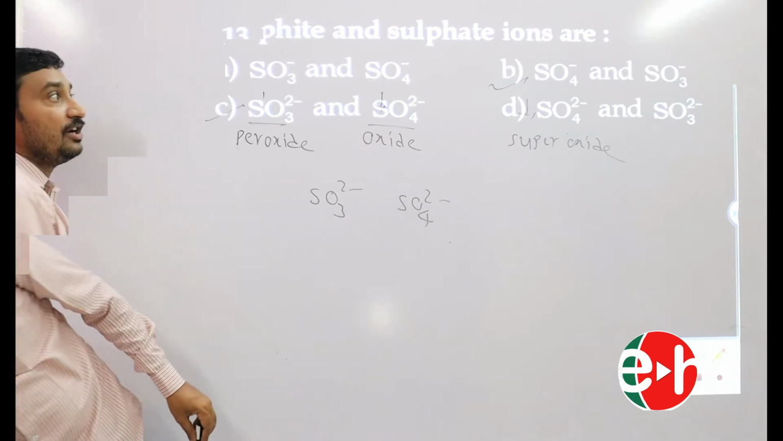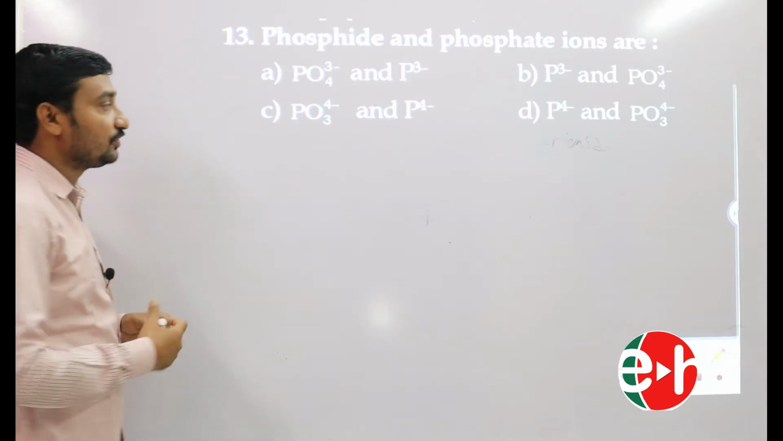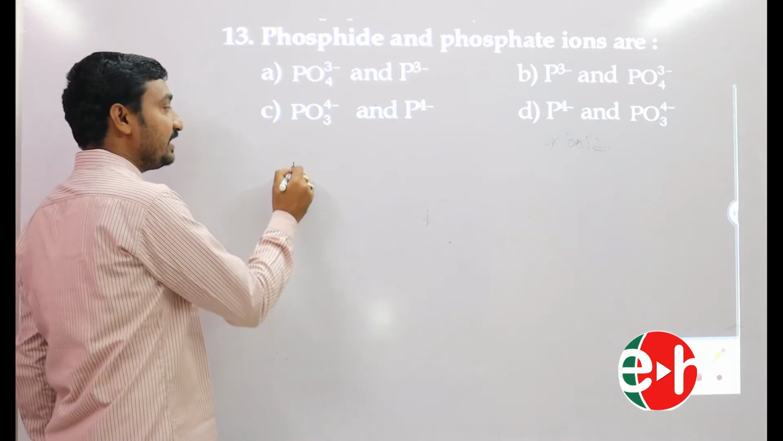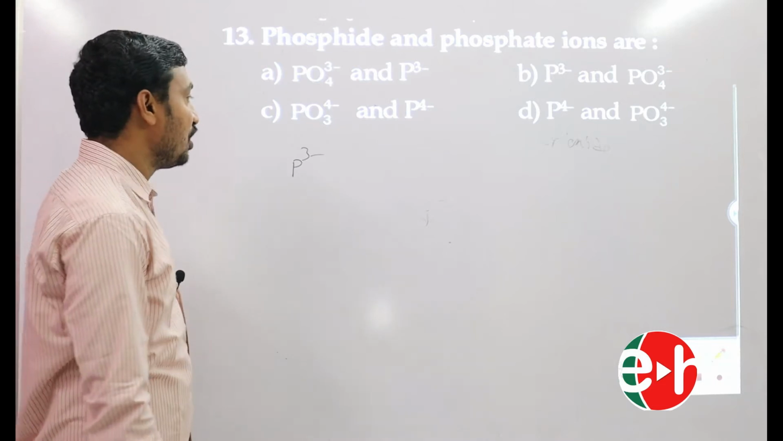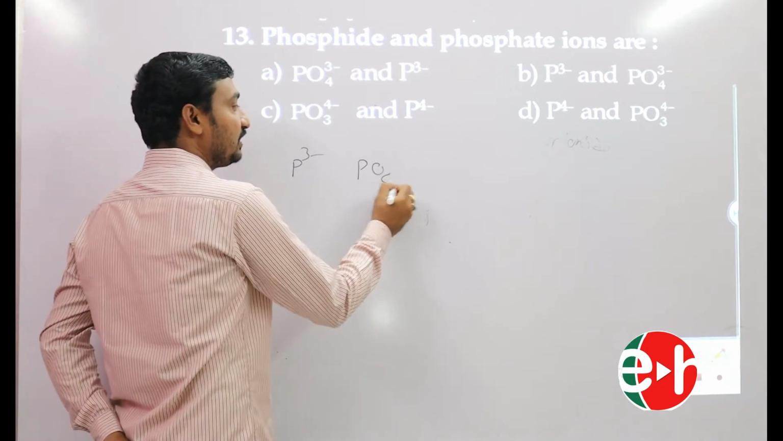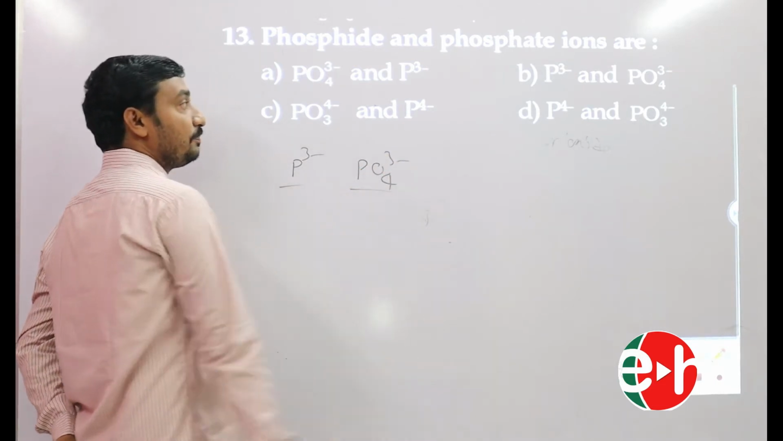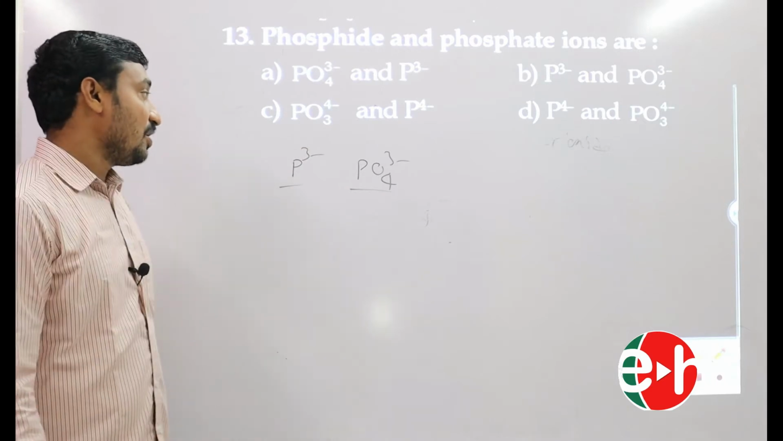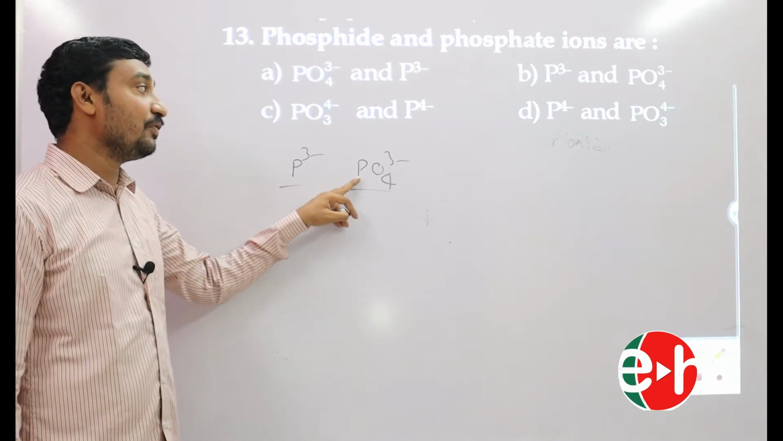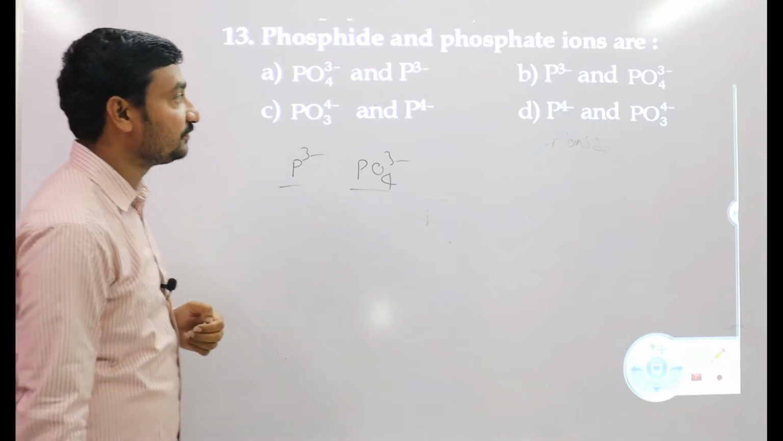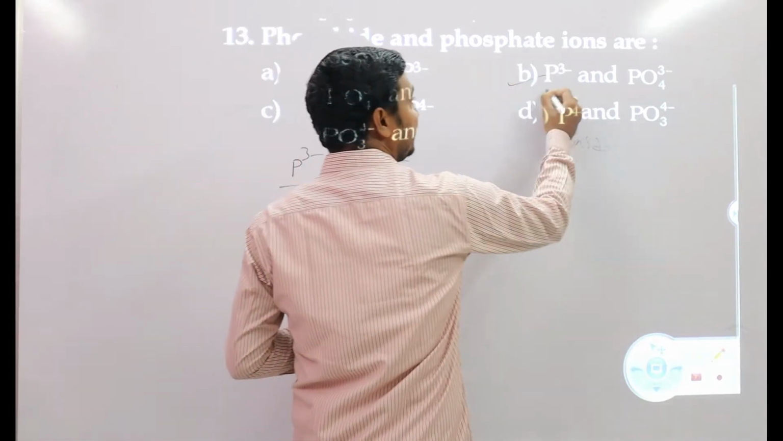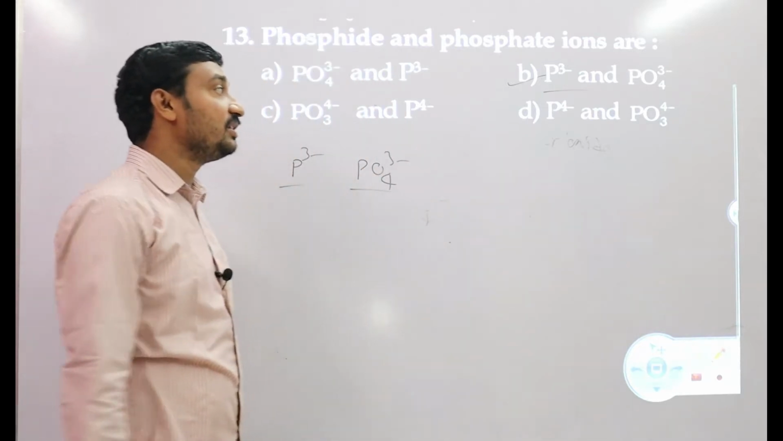Okay, next question. Phosphide and phosphate ions are. Phosphide ion is P3 minus. Phosphate is PO4 3 minus. Hence, what is the correct answer? Second one, P3 minus and PO4 3 minus.